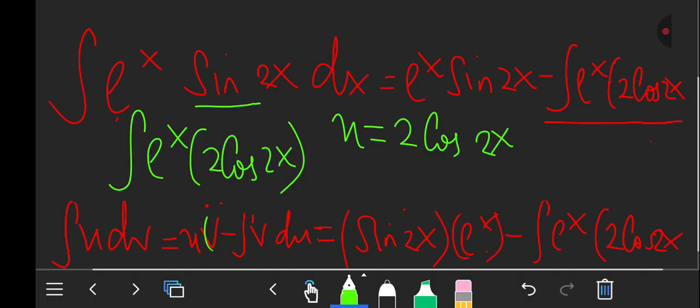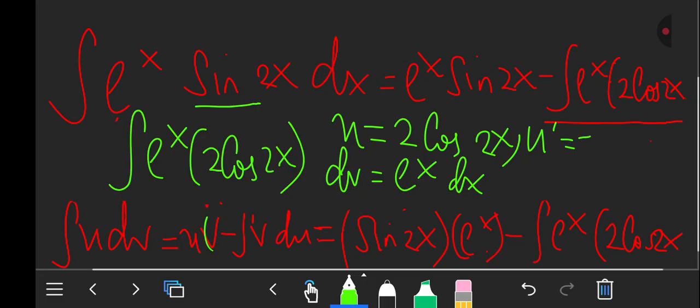So here my u will be 2 cos 2x, then my dv will be equal to e to the power x dx. Then my u prime, meaning the derivative, will now be the derivative of cos 2x. Okay, that is negative. So it will give us negative.